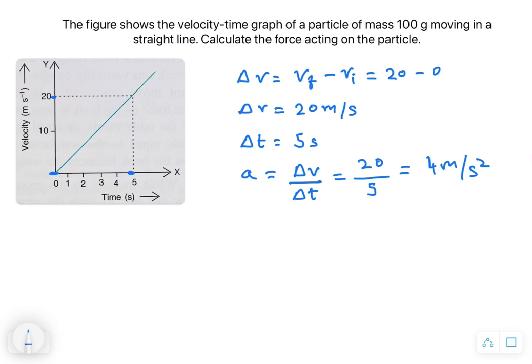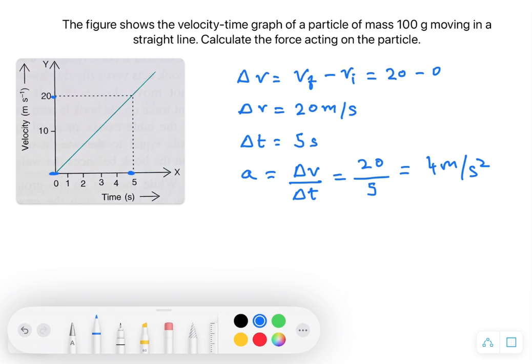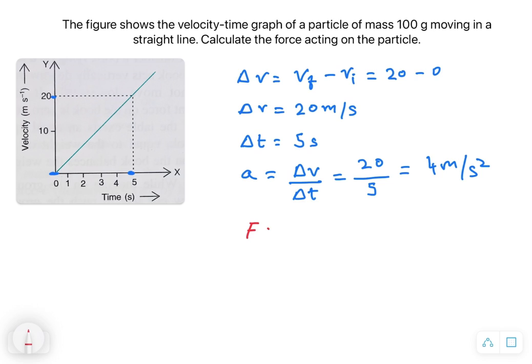Now we can easily calculate the force. We have the value of acceleration here. Now force is the product of mass and acceleration of the body. Mass of the particle is 100 grams and acceleration is 4 meter per second square. Let us substitute these values.